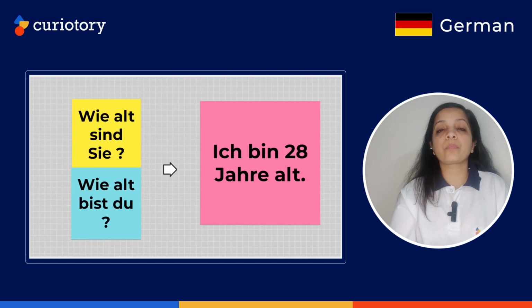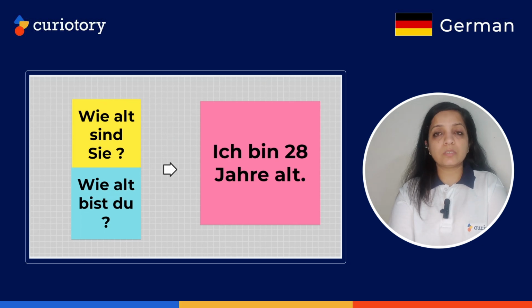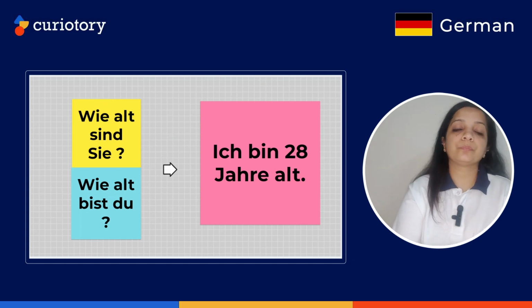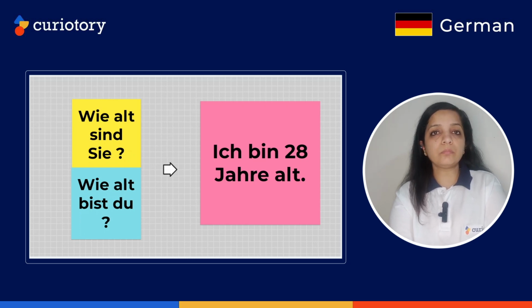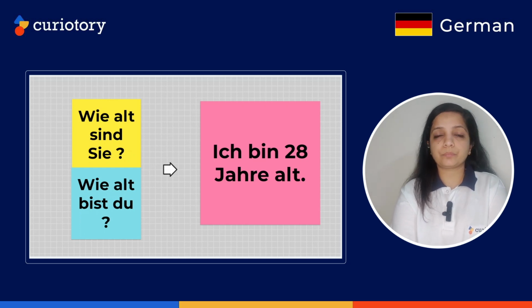Now, when you want to know about someone's age, how are you going to question? You'll say, Wie alt sind Sie? Or, in the informal way, you'll say, Wie alt bist du? How old are you?